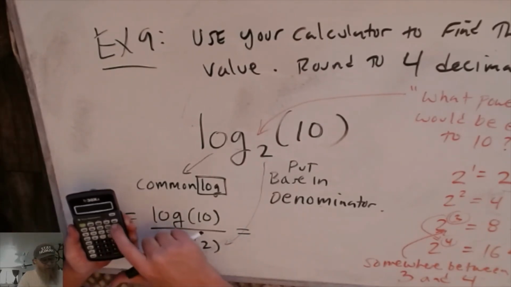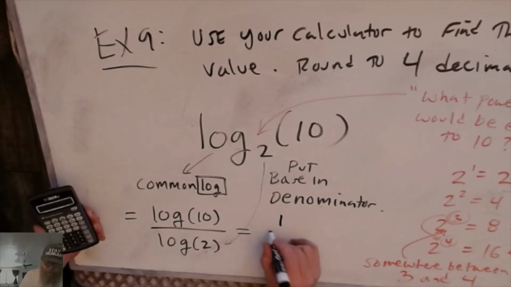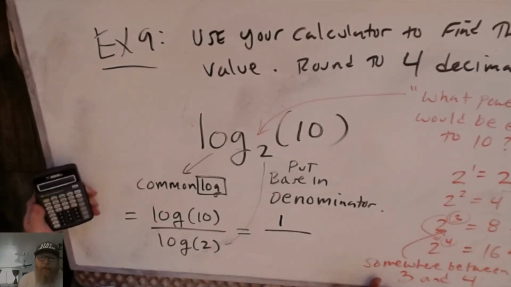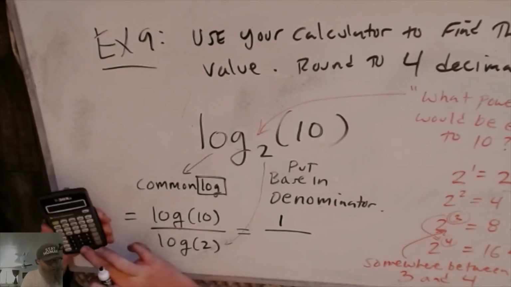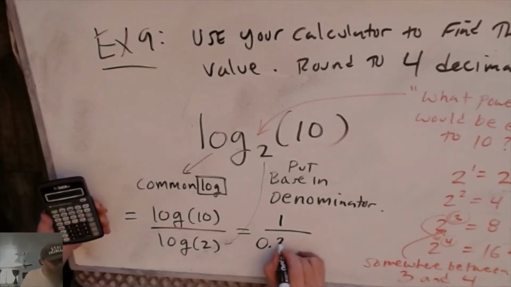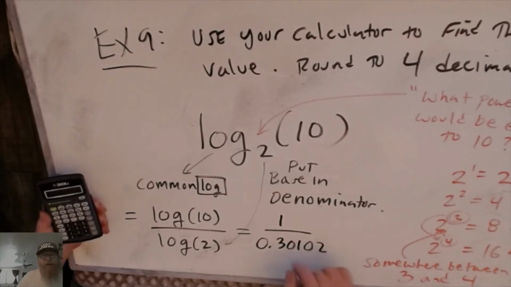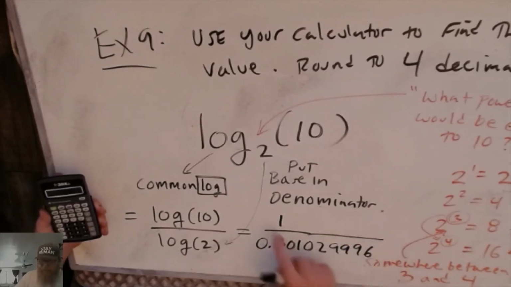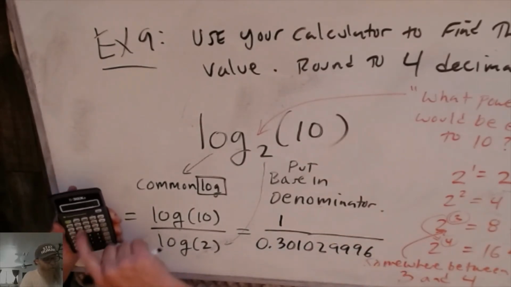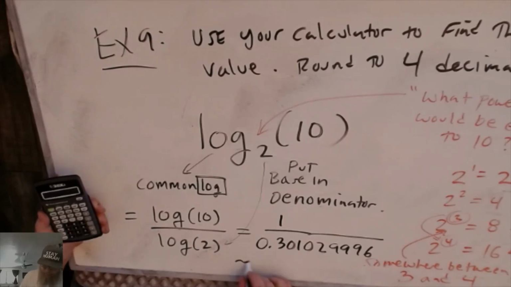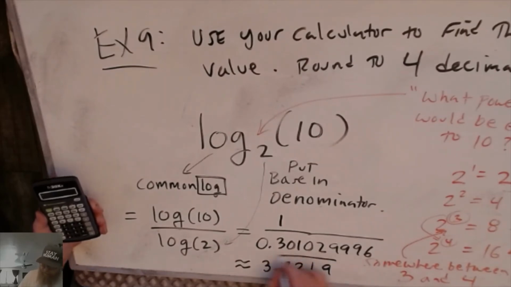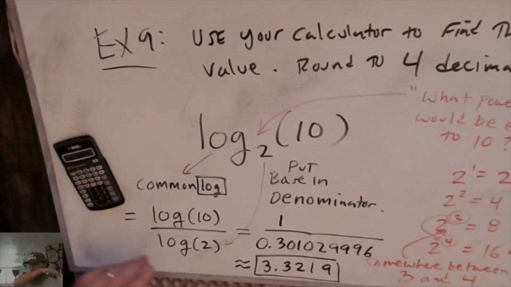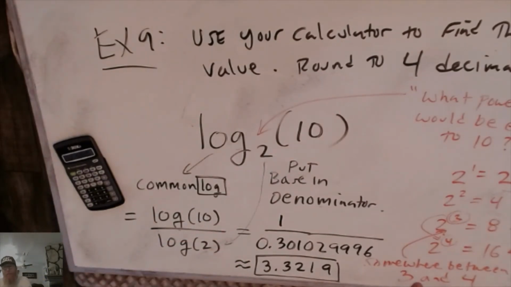So I got log of 10. That's 1. I didn't need my calculator for that, but I did it anyway. And then log of 2 is 0.301. All right, I'm going to write it down, 301029996. And then I'm going to divide that on my calculator, 1 divided by, and then I'm going to approximate 3.3219, 4 decimal places. Notice it's somewhere between 3 and 4. Yeah, this is a decimal between 3 and 4.